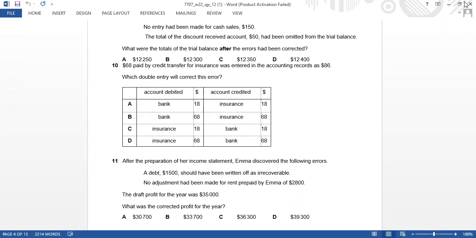As for example, the entry would be insurance debit that is paid through bank. So the bank would be credited. As we have written an increased amount, we'll reverse the entry by the difference. That means bank would be debited and the insurance would be credited. So moving towards question 11.